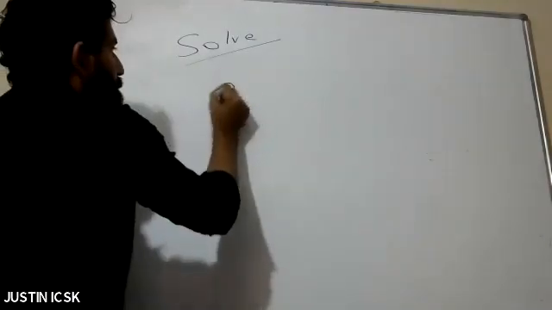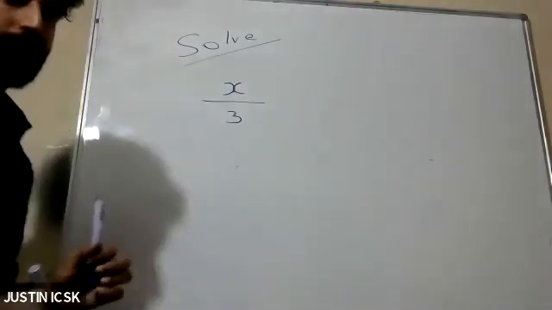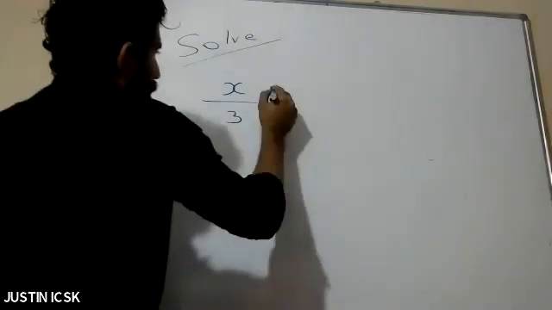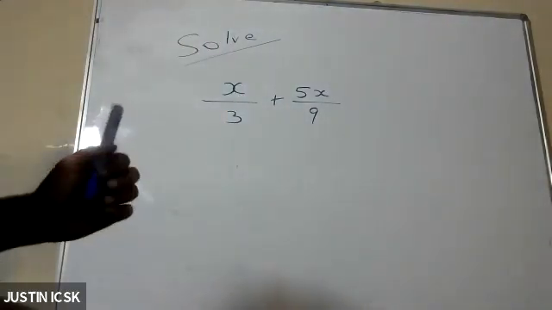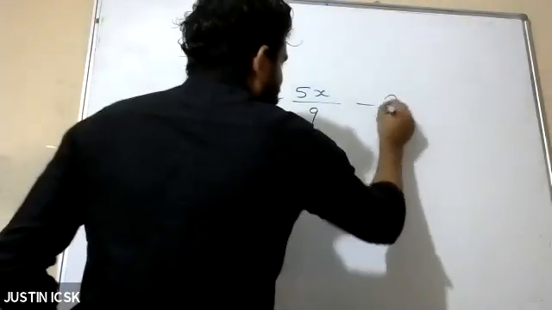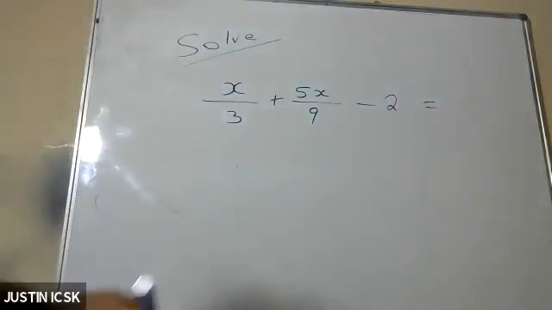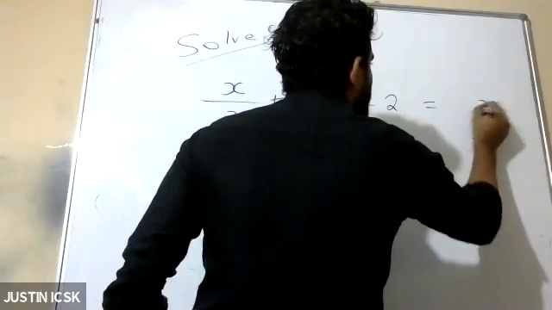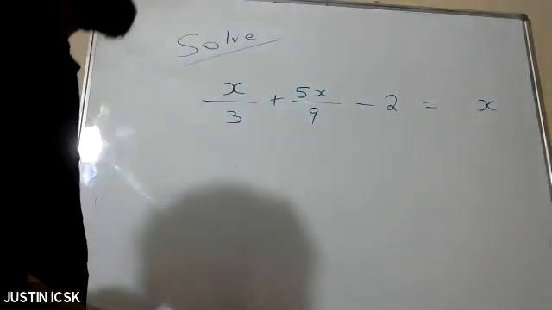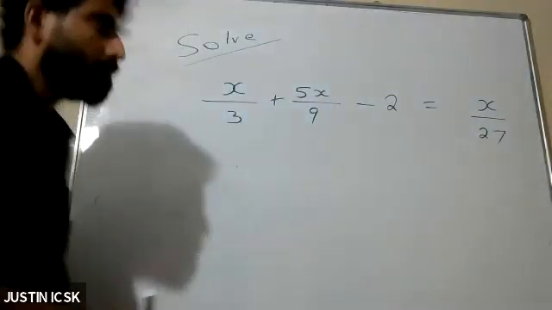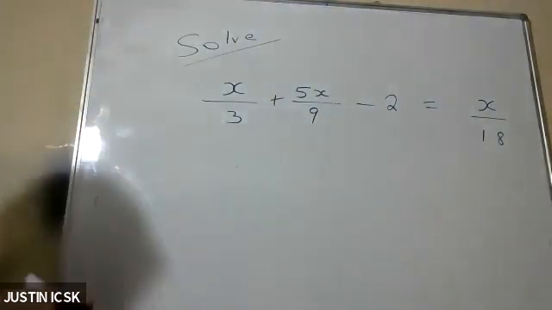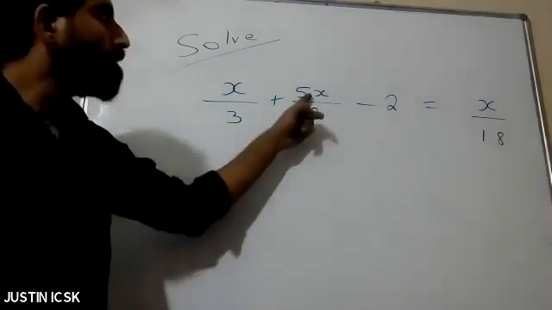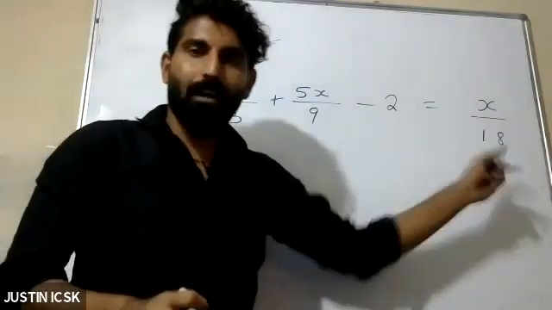I'm just randomly giving some numbers. Okay. x by 3, 5x by 9 minus 2 equal to x by 18.